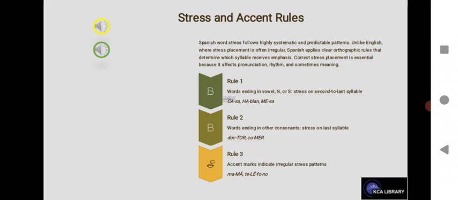Examples: hablar, comer, ciudad. Accent marks are used to indicate exceptions to these rules or to highlight irregular stress. They show exactly which syllable should be emphasized. Examples: teléfono, café, también. Understanding these patterns helps learners pronounce words correctly and read Spanish with greater confidence and accuracy.